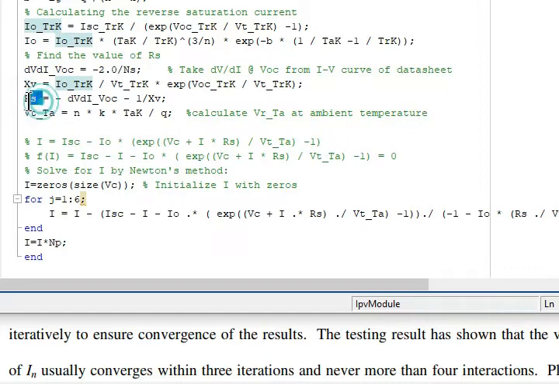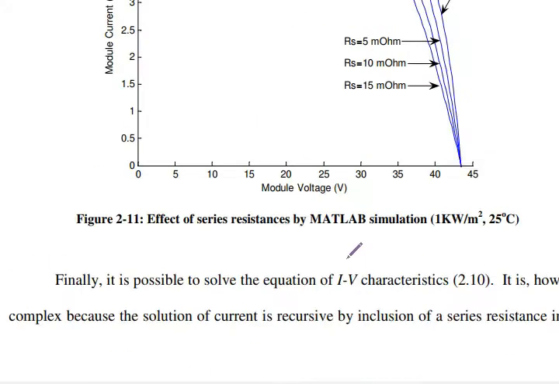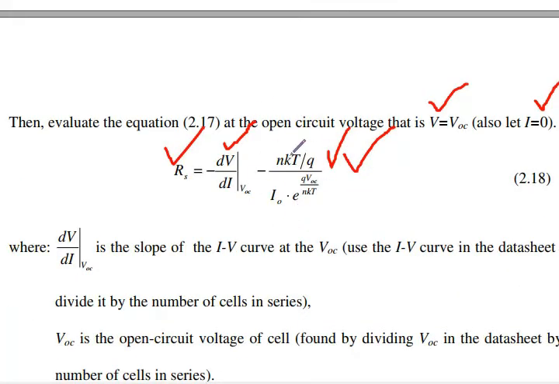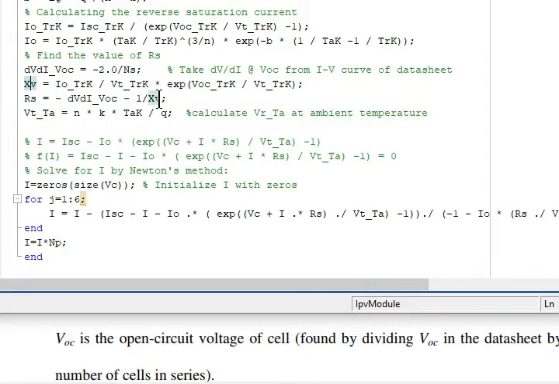The RS value is calculated from dV by dI at open circuit minus 1 over XV. XV is the same expression as given here, and this is 1 over XV. So all these things are known, and this is taken from the datasheet. At open circuit voltage, dV by dI of a PV module is given by this. So RS is known, the inverse saturation current we have calculated, the photon ideal current we have calculated, and we have calculated the RS value.